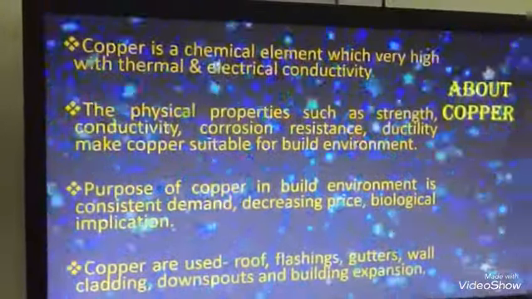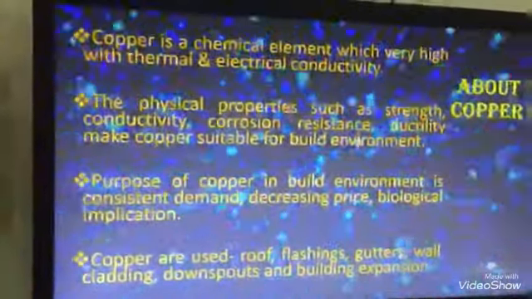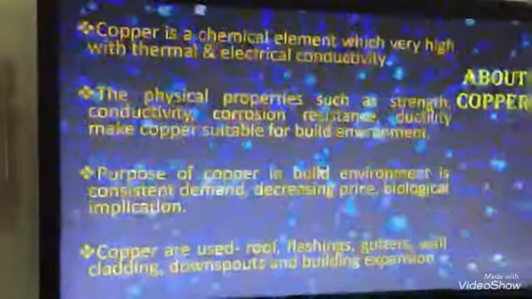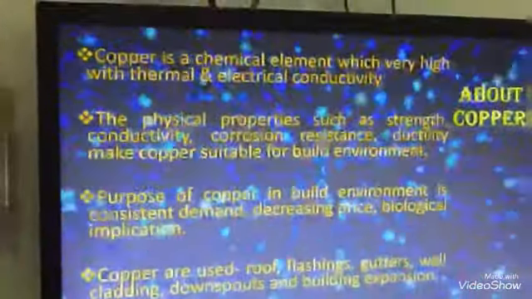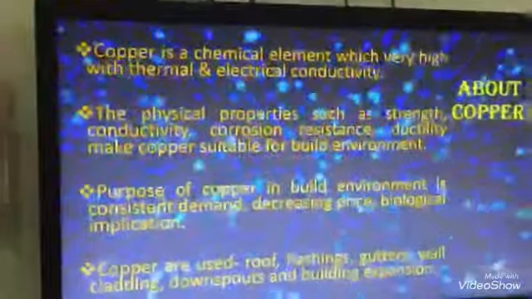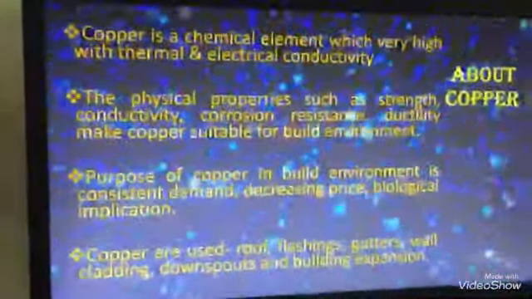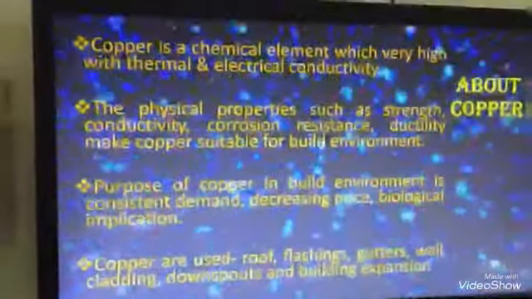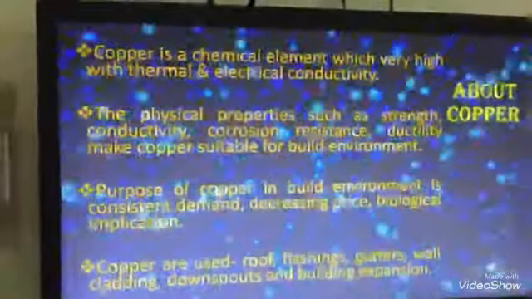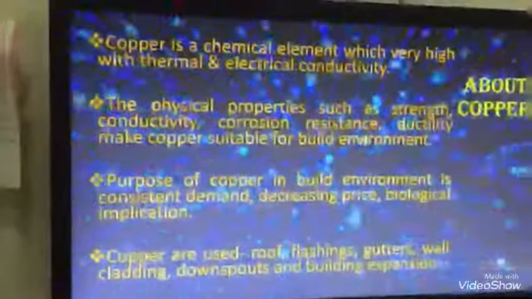Okay, let us get to know copper. Copper is a chemical element with very high thermal and electric conductivity. As we all know, copper is a good electric conductor and it reduces heat. The physical properties such as strength, conductivity, and ductility make copper suitable for the built environment. These are the most common features that make copper one of the famous materials in our built environment.